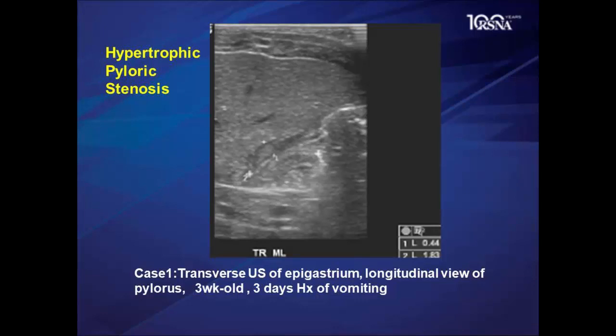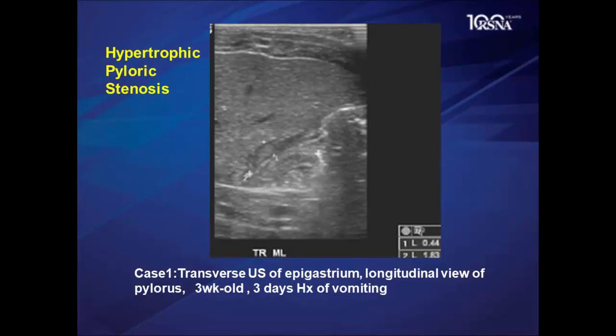One would measure the pyloric muscle thickness and the length of the channel. Observe if there is any content going through, and actually this may be optimized by giving the baby to drink sugar water solution, which helps the acoustic transmission of the wave. Then we will measure, and we have some criteria: more than 4 millimeter muscle thickness, more than 40 millimeter length, no passage of content. This is pyloric stenosis.